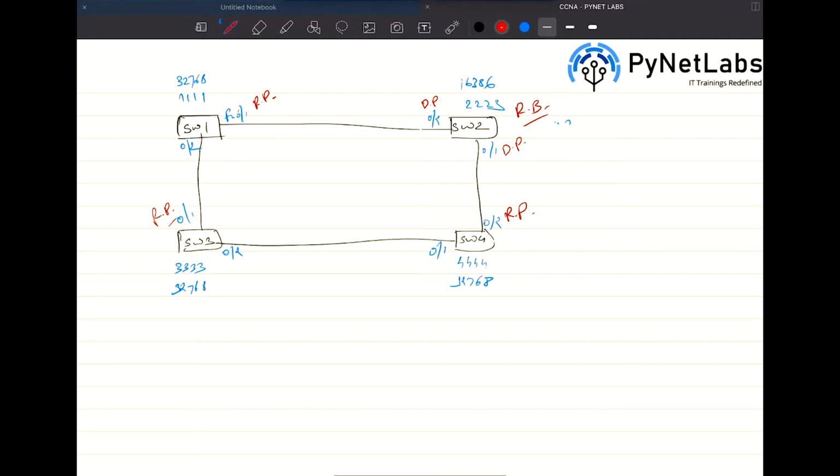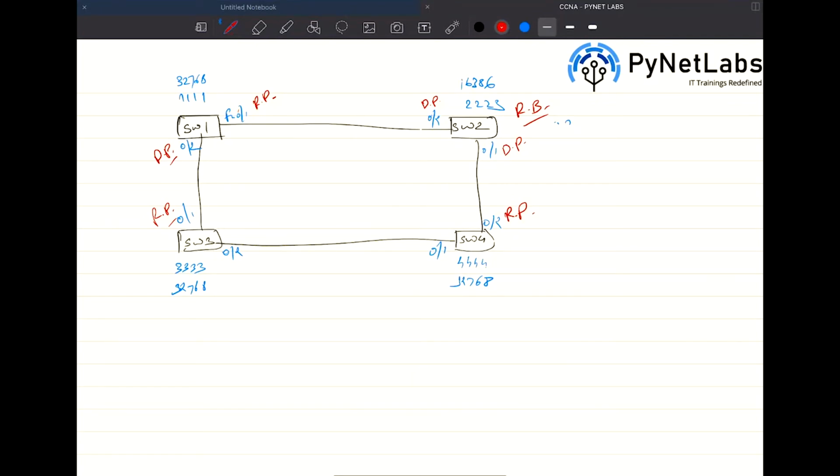Perfect. And then what will be, I would say, the link that is going upwards towards the FA0/2 of switch 1? This particular port will also be placed as a designated port. This is not the root port, but every port that is not a root port and not a blocked port will be named as a designated port so that it can forward the traffic. So the FA0/2 of our switch 1 will act as a designated port.